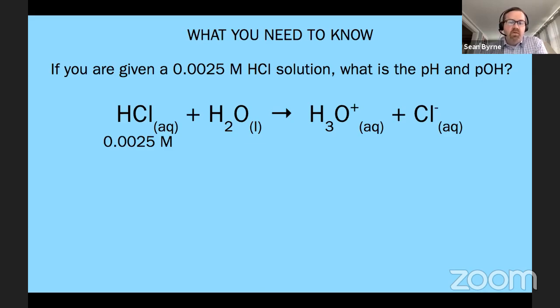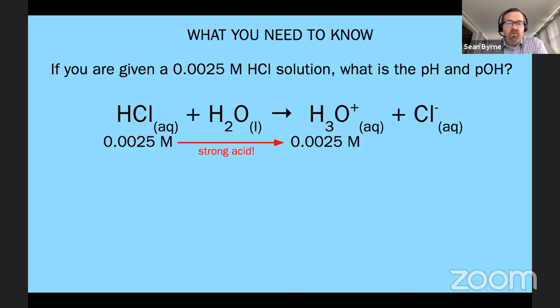If we are told that we have a 0.0025 molar solution of hydrochloric acid, we can assume that we have a 0.0025 molar concentration of hydronium ions. Now, I'm going to give you a second to think about why we are okay making that assumption. And I hope that many of you remembered that hydrochloric acid is a strong acid. It's one of our 7 that we need to continue to come back to.